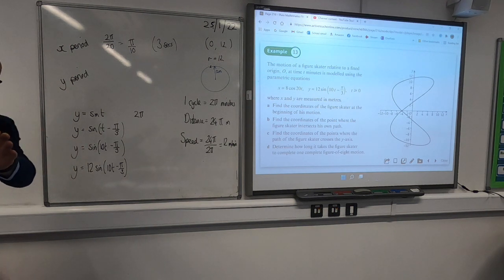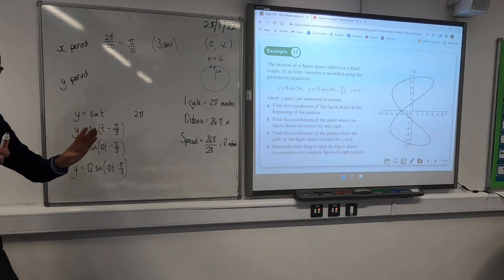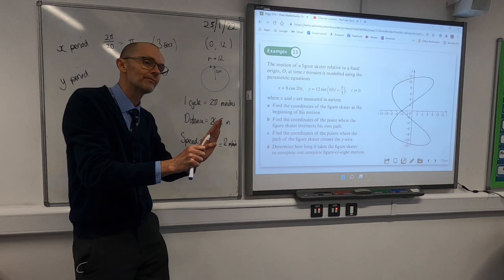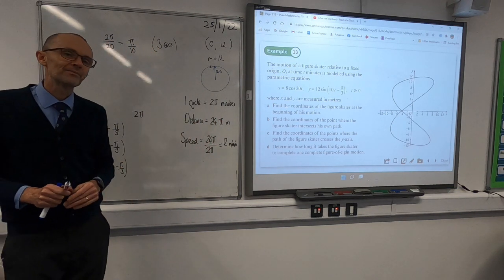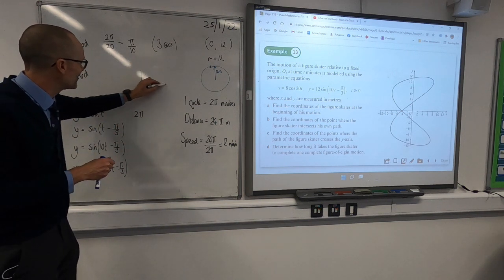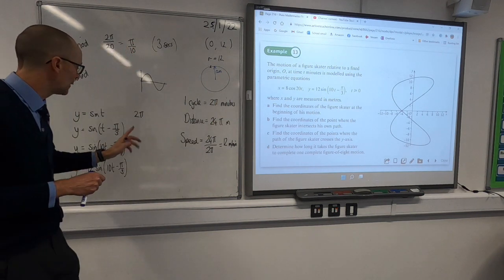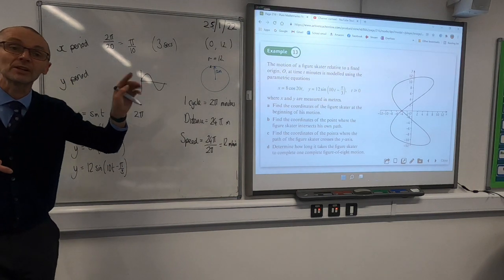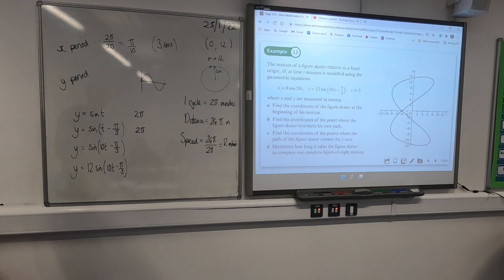So when I replace t with t minus pi over 3, that shifts the function forwards pi over 3. Does that change the period? It does not. All it does is take the sine curve and shift it forward pi over 3, which is 60 degrees. It doesn't actually change how long it takes to complete one cycle. It's just been shifted forwards, so the cycle will still be there.